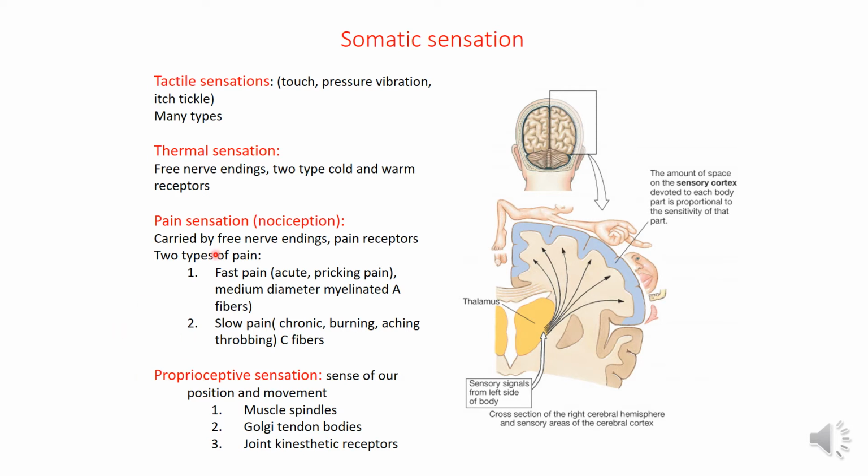Pain sensation is carried by free nerve endings, and pain receptors usually perceive two types of pain. Usually the pain coming from the skin, as we will know, is characterized by the presence of two types of pain, fast pain and slow pain. Usually, the cutaneous pain is perceived as fast pain and slow pain, and we will make a good comparison between them at the end.